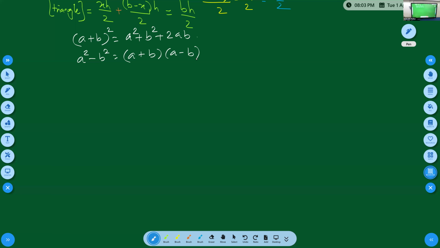Now, if I ask why, then it is a very difficult question. Why is a square minus b square equal to a minus b into a plus b? So adding and subtracting what? AB. A square plus AB minus AB minus b square is equal to a common, a plus b, minus b common, a plus b. Therefore, a minus b into a plus b. Correct.